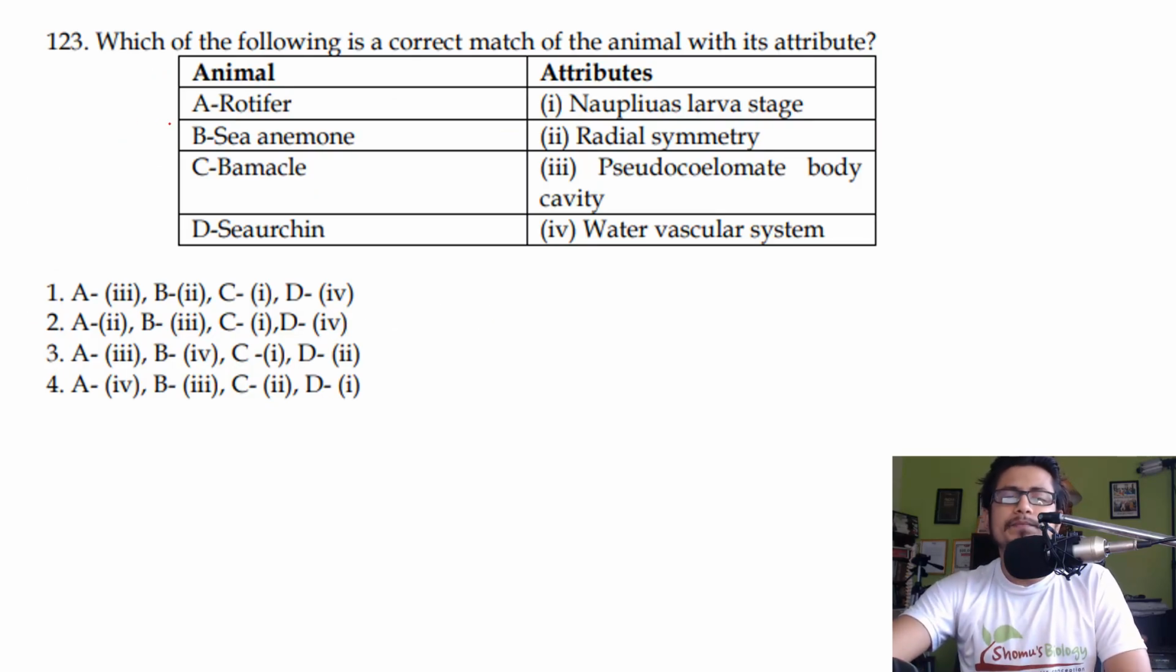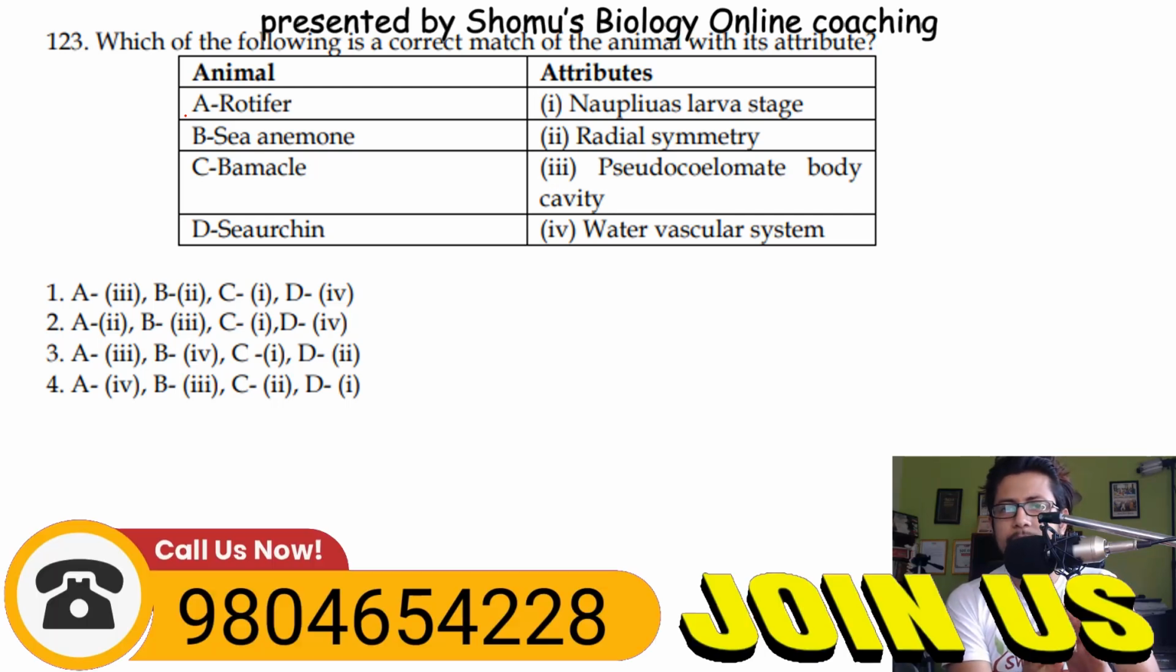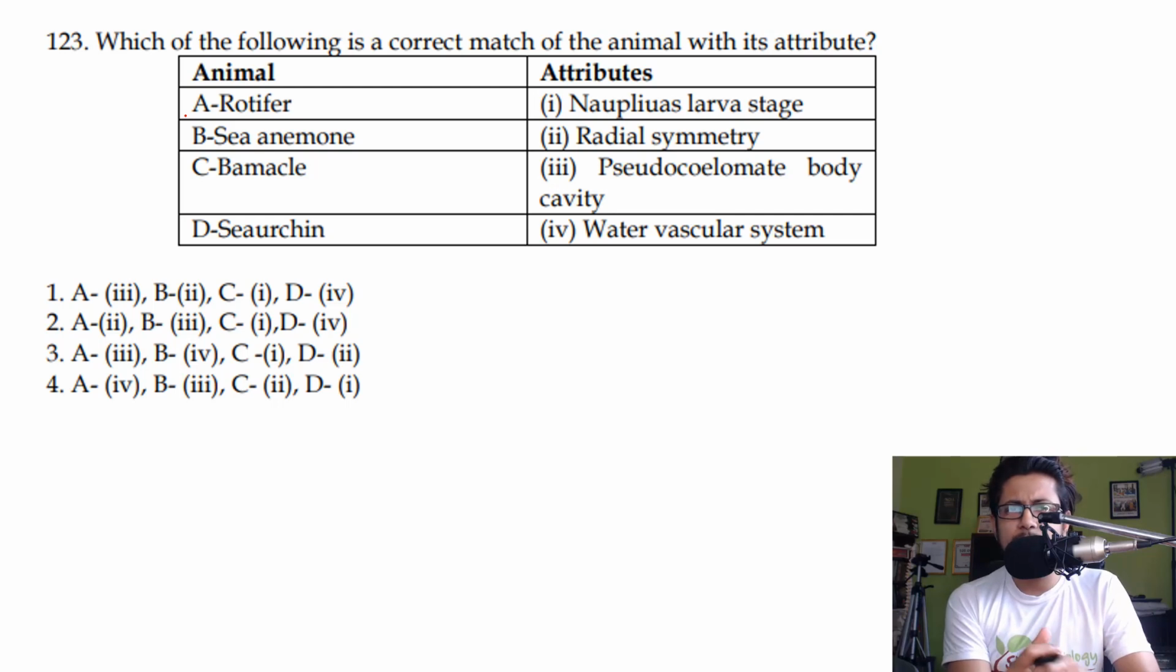Let's look at this one. Most of the questions you will see in this unit 9 are column matching questions. Sometimes they can be combination questions, but most of the time it's column matching questions. And column matching questions need your knowledge, not only knowledge, but memory skills to answer them most of the time. Like this one, animals are listed on the left hand side, attributes on the right hand side. A, rotifer; B, sea anemone; C, barnacle; and D, sea urchin.